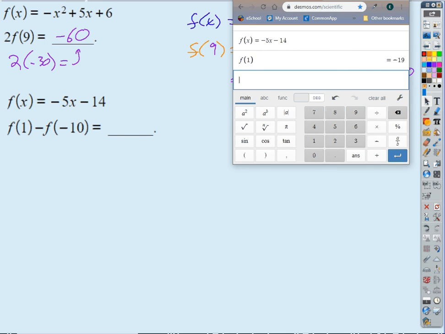And if I do f of negative 10, I get another number, right? So really this is just negative 19 minus 36. And I can even do this. I could even say f of 1 minus f of negative 10, and it'll even tell me what the difference is.